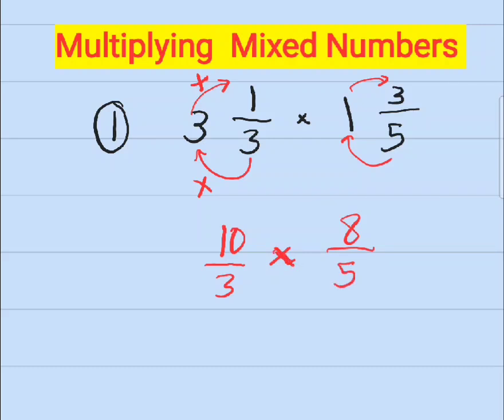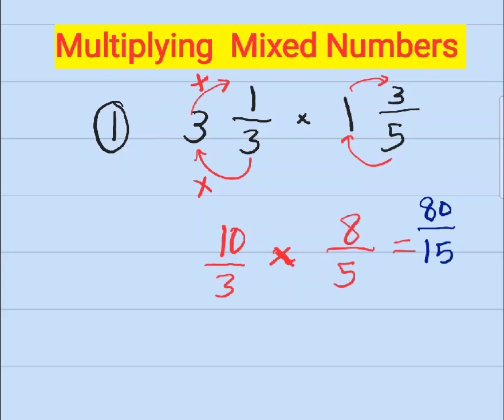Now we have a numerator and denominator for both of those mixed numbers. These improper fractions hold the same value as those mixed numbers, it's just a different form. Now we can multiply straight across to get our solution. So 10 times 8 is 80, 3 times 5 is 15.